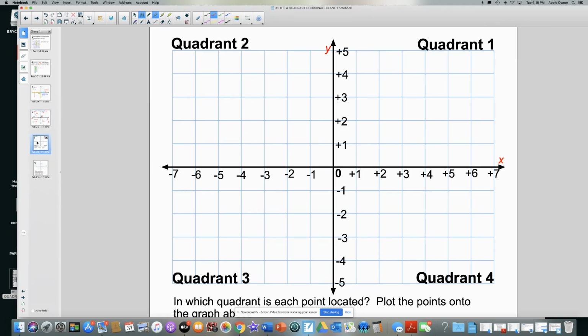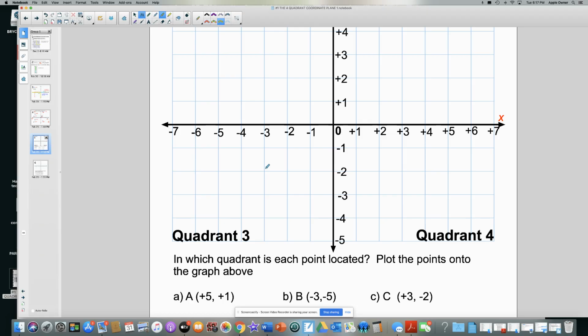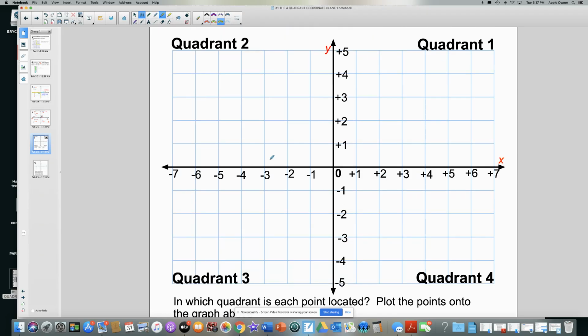Now, if we go to place these on, we're trying to figure out where some of these points are located. And I'm going to change to our creative pen. We'll go with some smileys for a minute. And let's see here. A is 5, 1. So over 5, up 1. So there we go. And that would actually be point A. So we know that A is in quadrant 1.